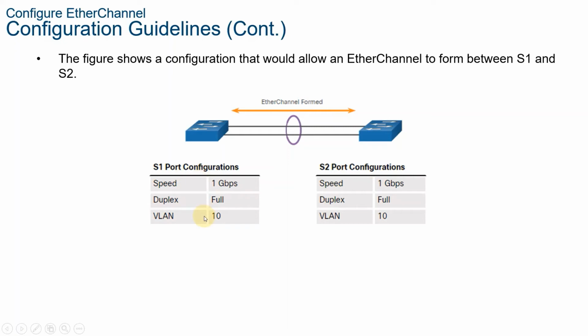The figure here shows a configuration that would allow an EtherChannel to form between switch 1 and switch 2. Okay, if you will see here, the switch 1 configuration, speed is set to 1 Gbps, duplex set to full, and it is on VLAN 10. So we should have an identical configuration on switch 2 so that an EtherChannel will be formed. With the settings here, an EtherChannel is formed when configuration settings match on both switches.